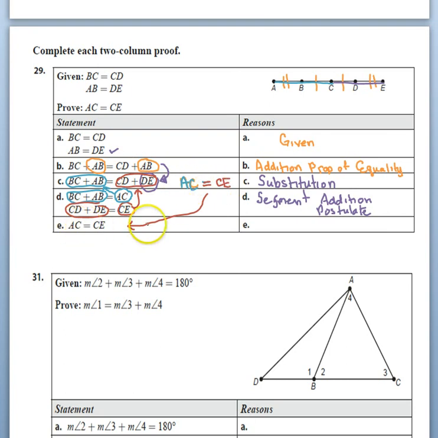And so the reason is, okay, how did I get there? How was I able to get AC equals CE? It was by substitution.